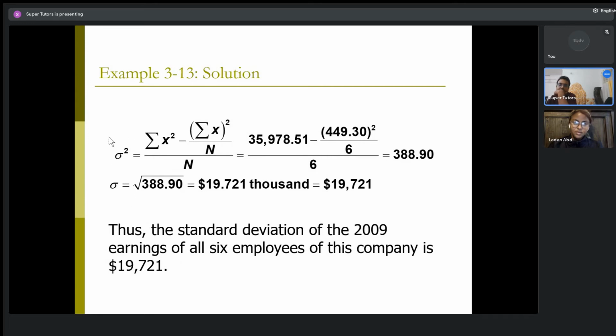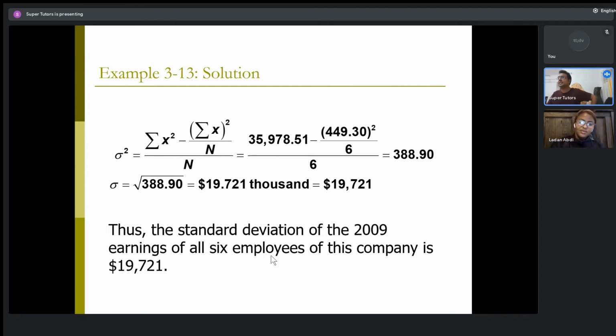variance, sigma square, right? Glad that you did not commit any silly mistakes here, which many students do. So definitely you are among the better lot. That's a good thing. And sigma is the square root of that number, of course. So it would come to 19.721. Perfect.